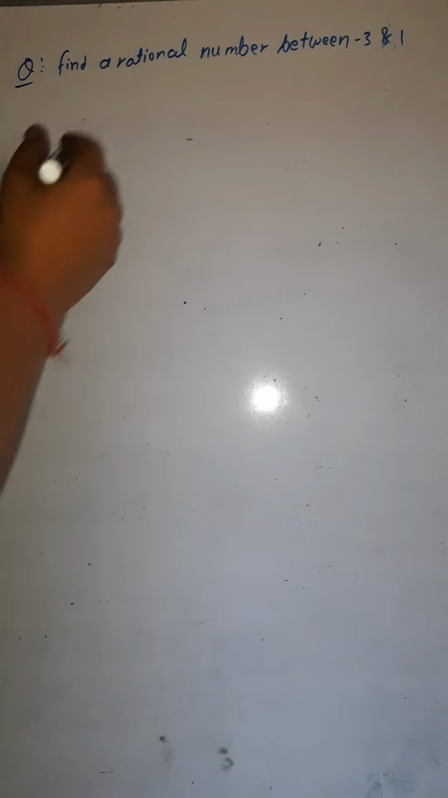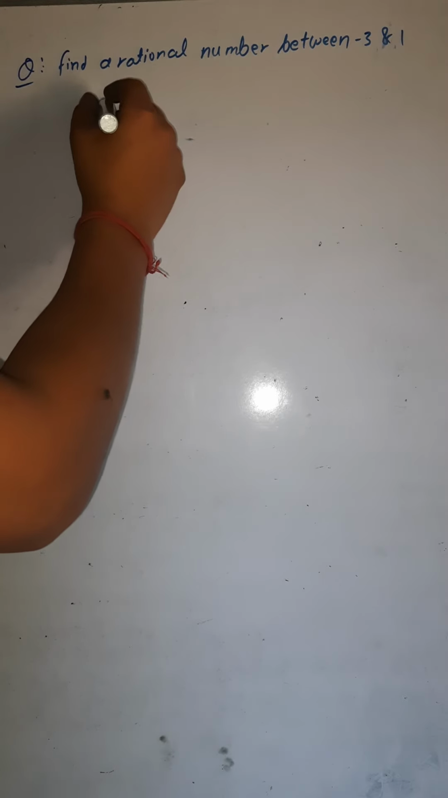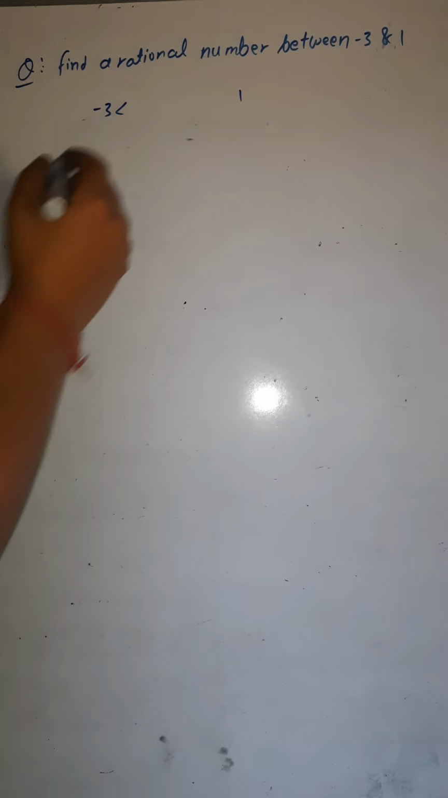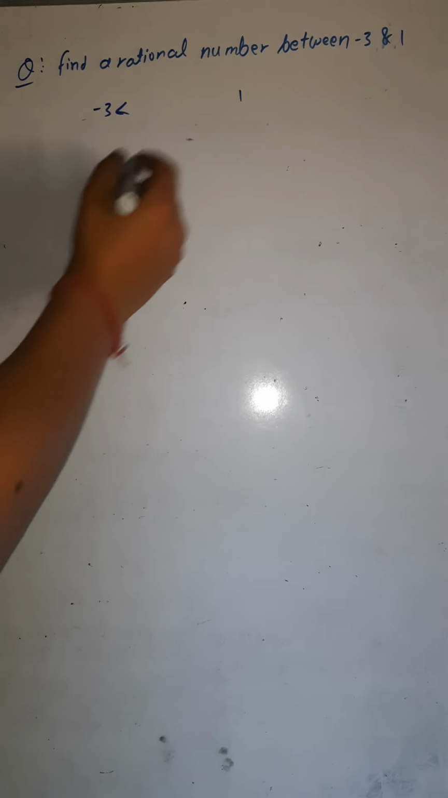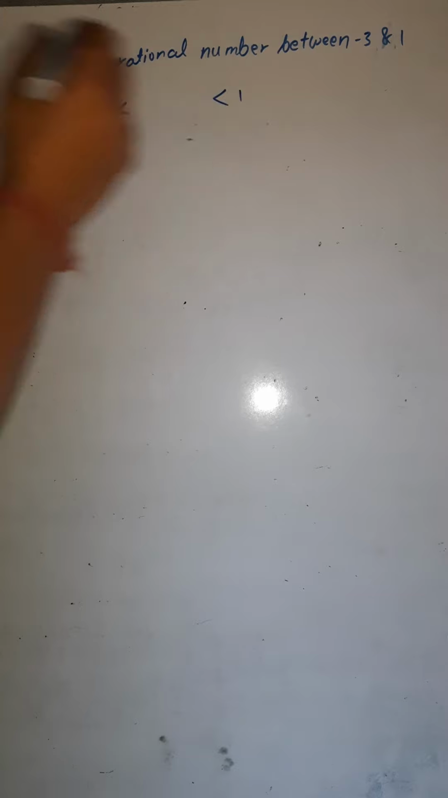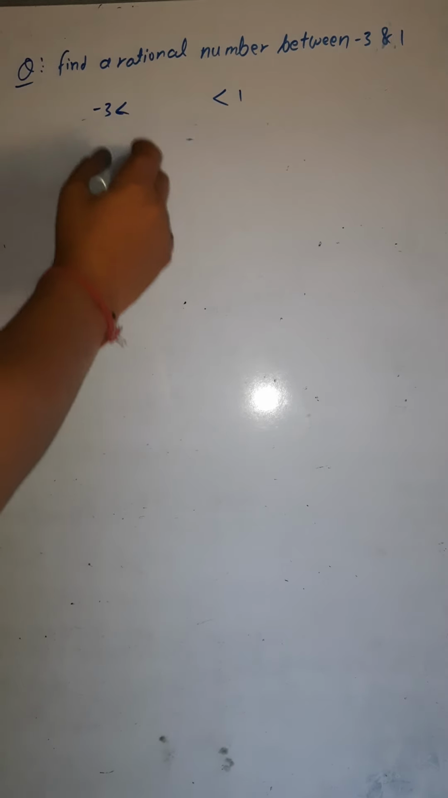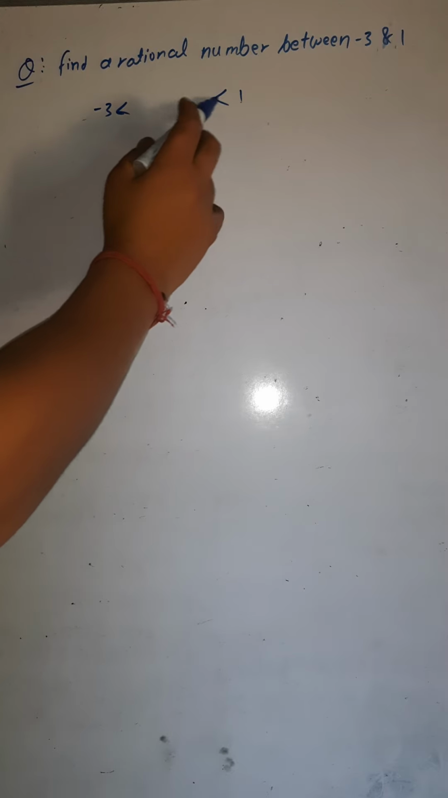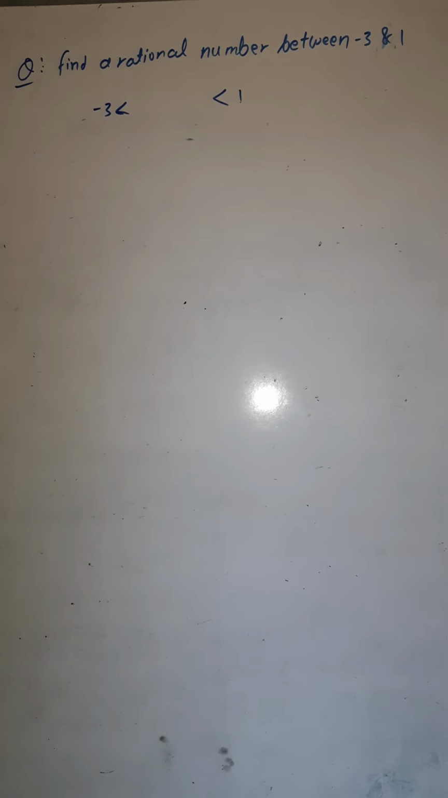Yes or not? Means you have to find a rational number between minus 3 and 1. The number should be greater than minus 3 and should be less than 1 also. So what could be the number?